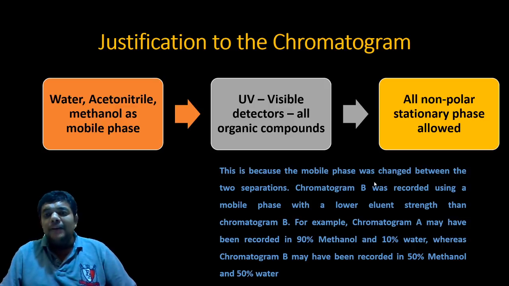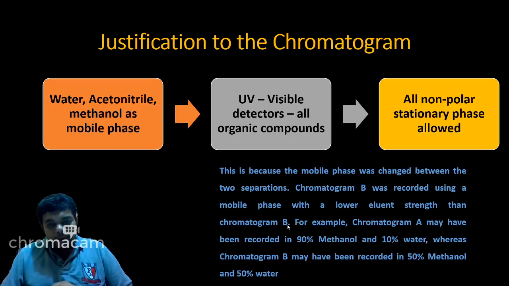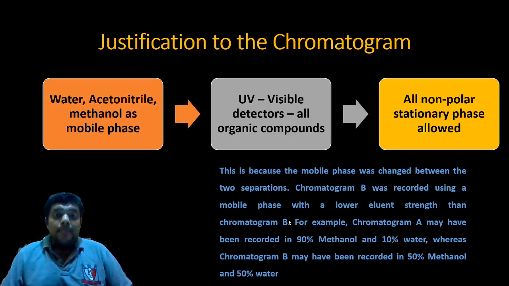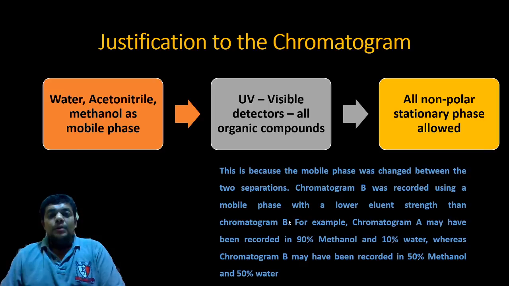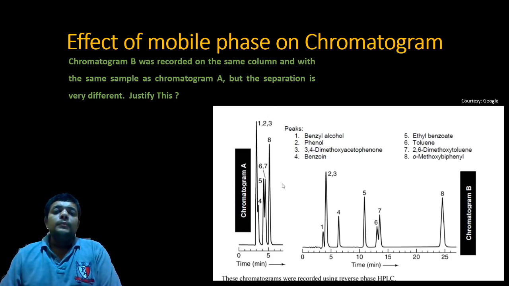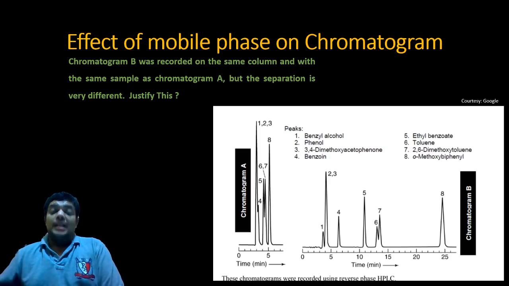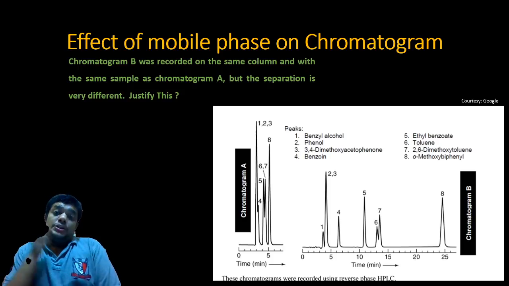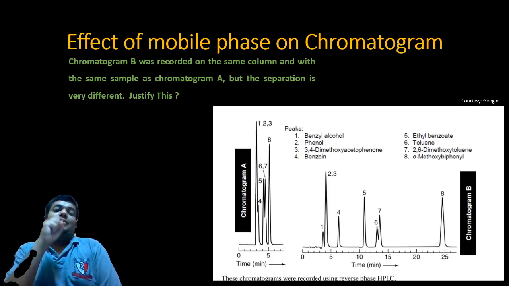This is because the mobile phase was changed between the two separations. Chromatogram B was recorded using a mobile phase with a lower eluent strength than chromatogram A. Over here, pardon me, A will come. What is written over here? It is, if while performing the experiment in A, the mobile phase that was used was very powerful and it was dragging all the compounds with itself and not allowing the stationary phase to catch or retard the sample.